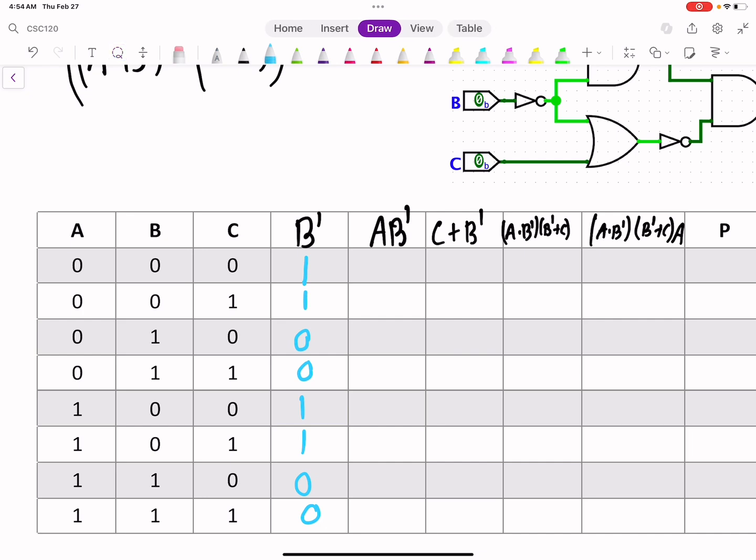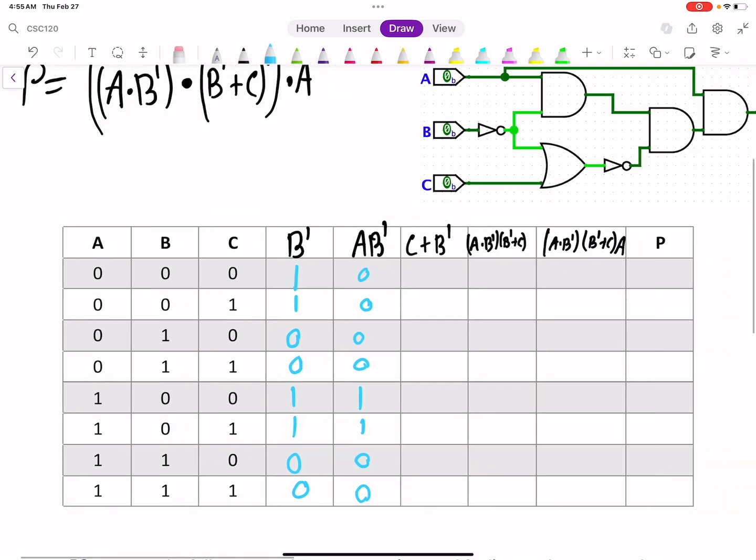And A: 0 times 1 is 0, 0 times 1 is 0, and then 0. Anything times 0 is 0, so I can just keep writing zeros until I see a 1 times 1, which is right here, and then right here. Then here we go back to 0, and then we go back to 0 again, because 1 times 0 is 0.